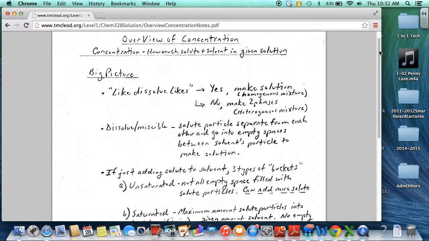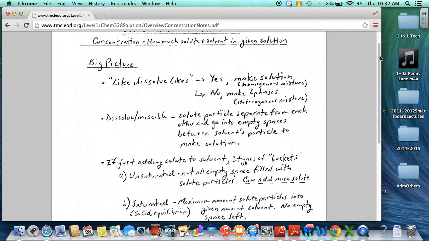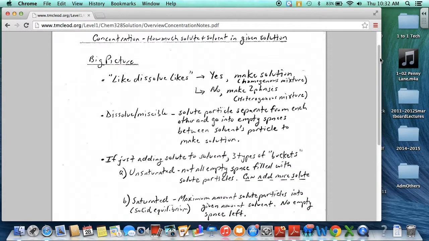To have a concentration, you must have a solution. A solution is a homogeneous mixture. It's not a heterogeneous mixture, or what I call two phases. How do you know when a solute and a solvent will actually come together to form a solution? The phrase is "like dissolves like," and we have talked about this before. So your solute and solvent have to be a certain type for you to have a solution.